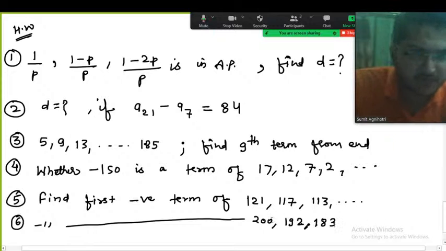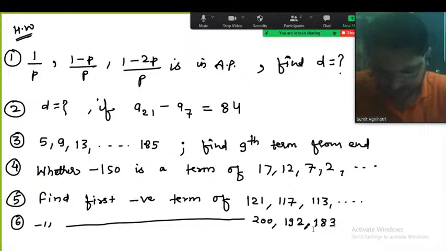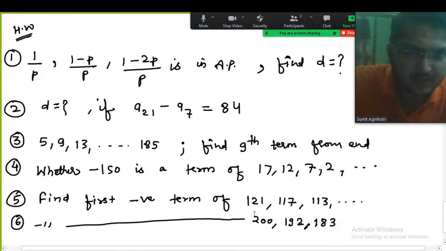Which one? The sixth one? Yeah, the sixth one. Are you getting the same common difference? No, right? Then it's not an AP, because the common differences are not the same.